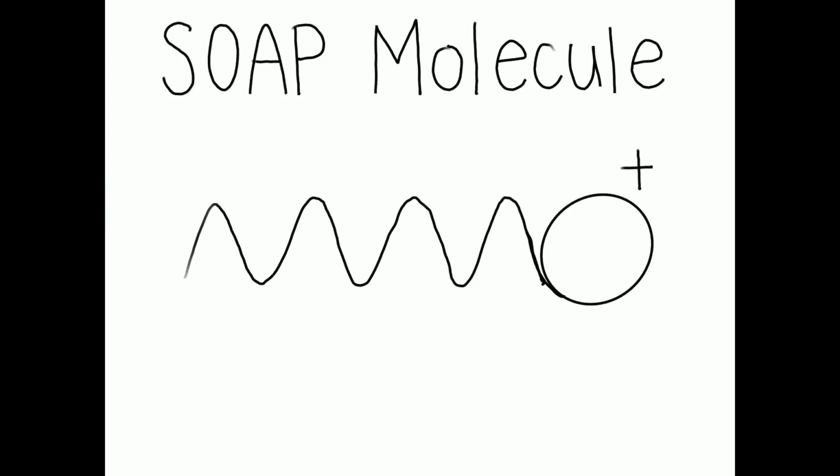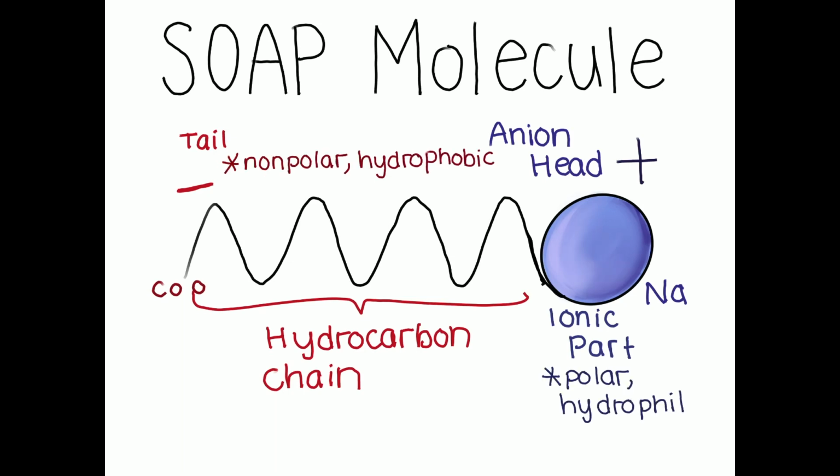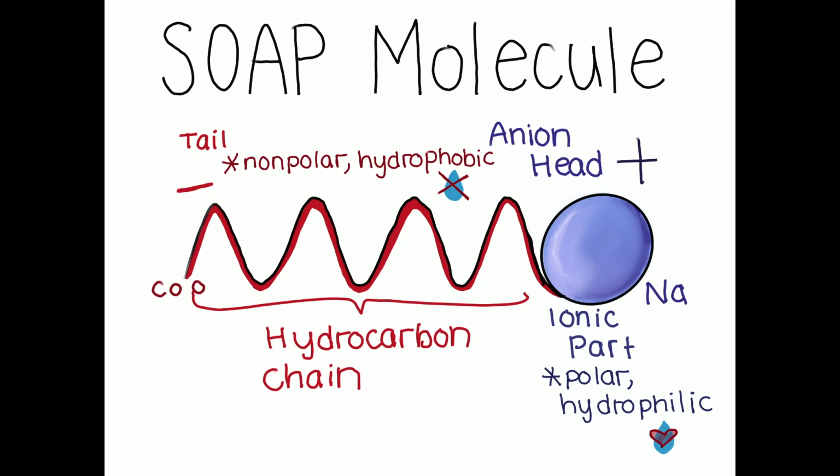The soap molecule has two main parts, a tail consisting of a long hydrocarbon chain and an anion or negatively charged ion head. The tail's long hydrophobic chain has nonpolar and hydrophobic or water-fearing properties. The anion head has hydrophilic or water-loving and polar properties.